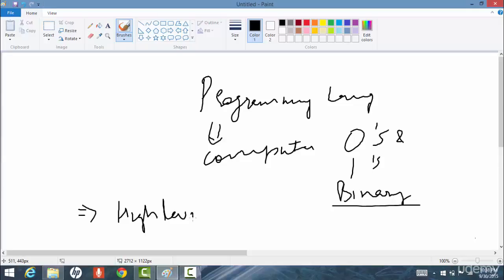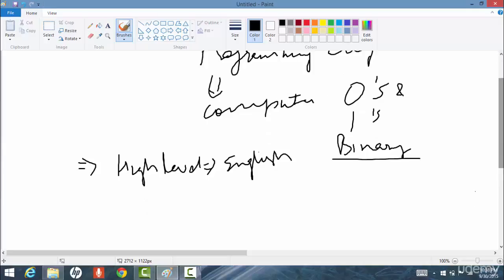Now, these high-level languages are very similar to an English structure. It's very similar to an English kind of language which has words and sentences in it. And it's very easy for programmers to code in this high-level language. But computers only understand binary language.